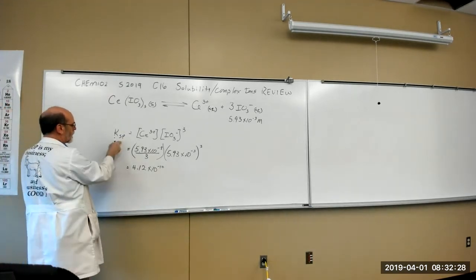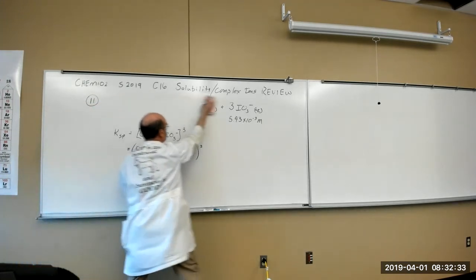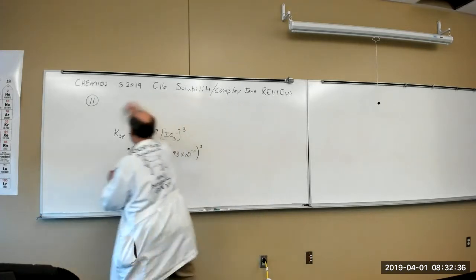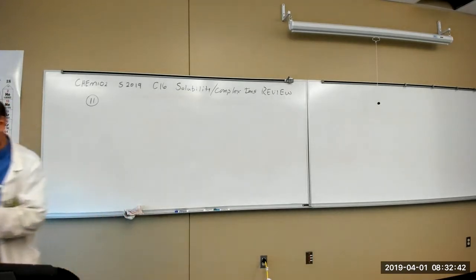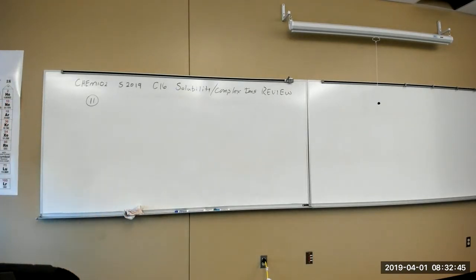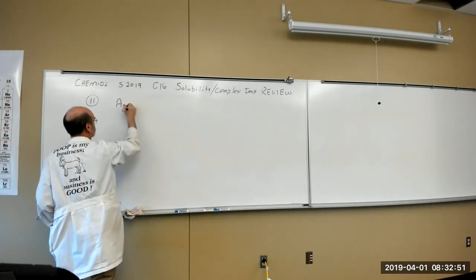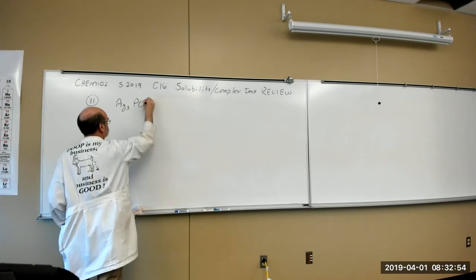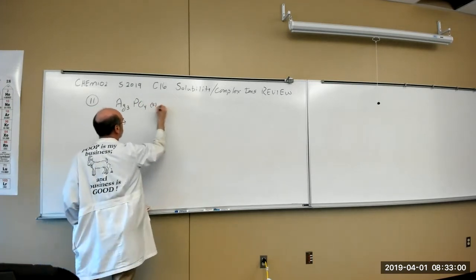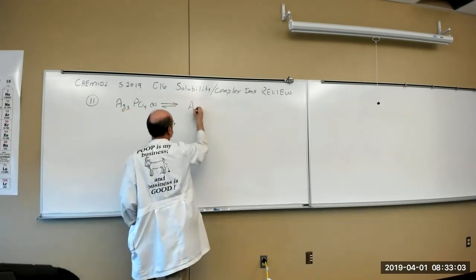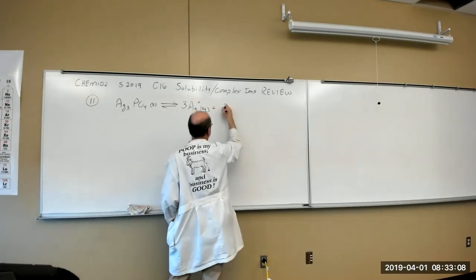It's just we wouldn't go all the way to KSP. For the benefit of our viewing audience, we'll do the whole thing. Sorry, you skip to number 11. Yes, Ag3PO4. Silver phosphate. Uh-huh. So we have 3 silvers and 1 phosphate.